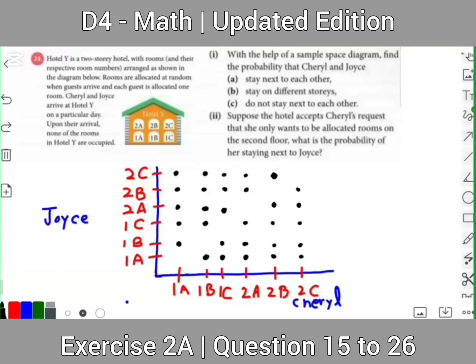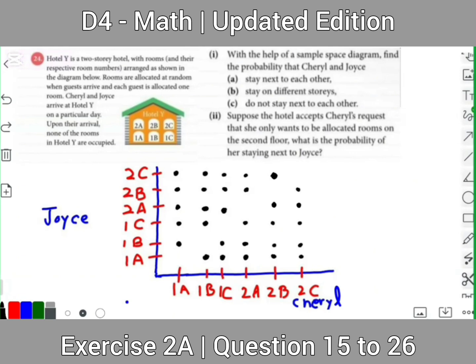Question 24. Hotel Y is a 2-story hotel with rooms and their respective room numbers arranged as shown in the diagram below. Rooms are allocated at random when guests arrive, and each guest is allocated 1 room. Cheryl and Joyce arrive at Hotel Y on a particular day. Upon their arrival, none of the rooms in Hotel Y are occupied. In part 1, with the help of a sample space diagram, find the probability that Cheryl and Joyce stay next to each other.